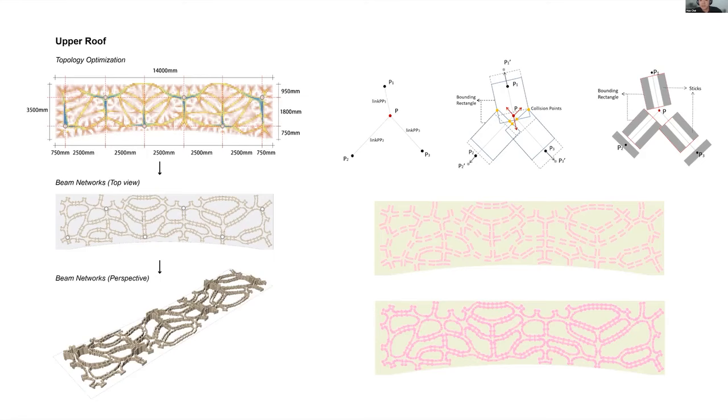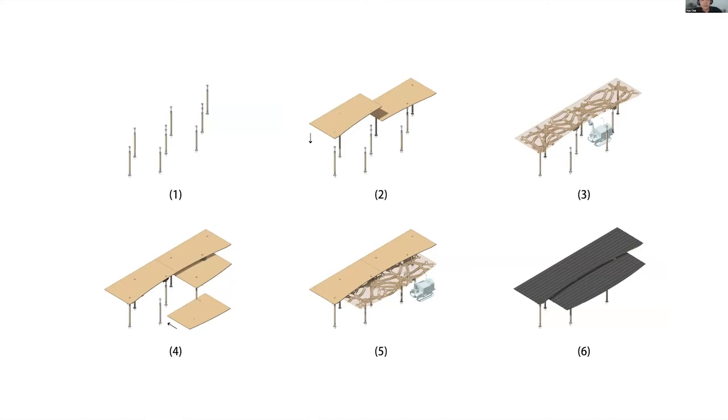After that, the construction sequence can be summarized as follows: first we erect the prefabricated columns, and then the first roof panel is installed and temporarily supported by some stakes. Then the robot moves underneath to reinforce this roof with the stakes. After that, the second panel is inserted from the front, and the robot moves again. After all the robotic fabrication has been finished, we finish the top of the roof.